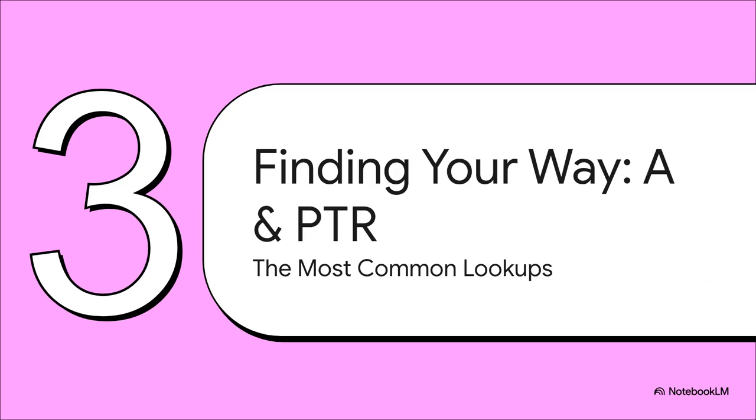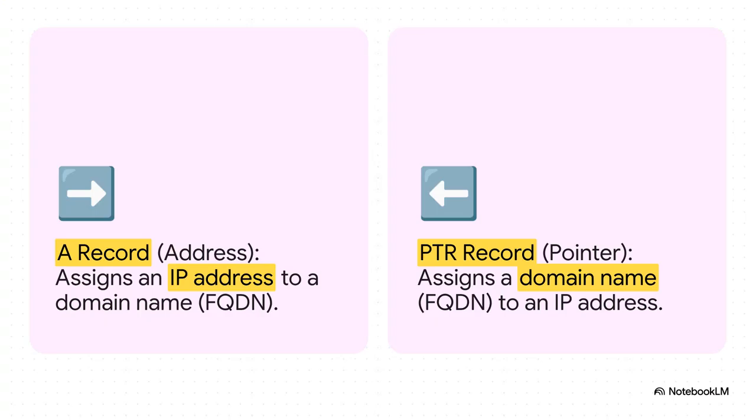All right, next up are the two record types that you are using constantly, every single day, without even realizing it, the A and PTR records. These are the absolute workhorses of the internet, doing the most basic, most vital job of all, finding stuff. And this shows their relationship perfectly. They are literally two sides of the same coin.